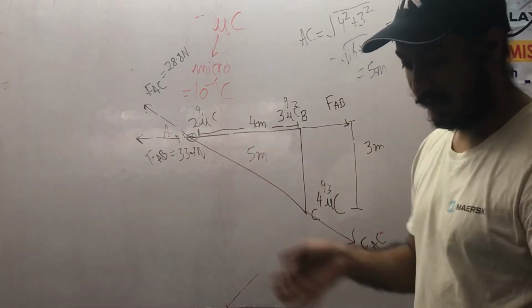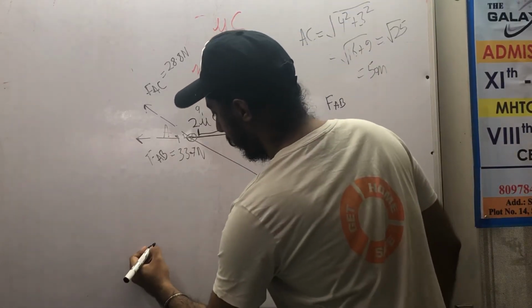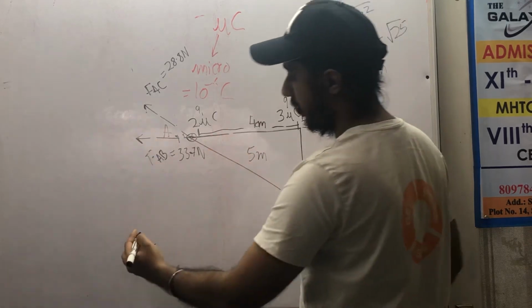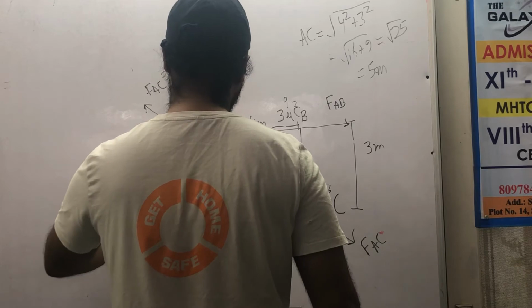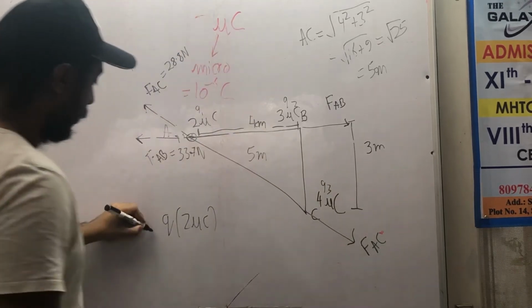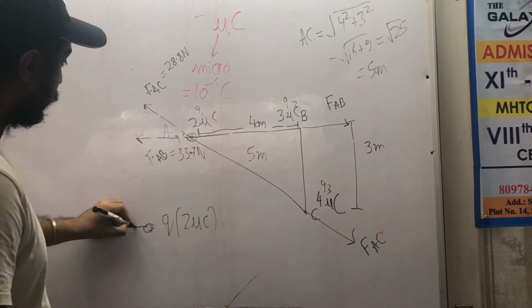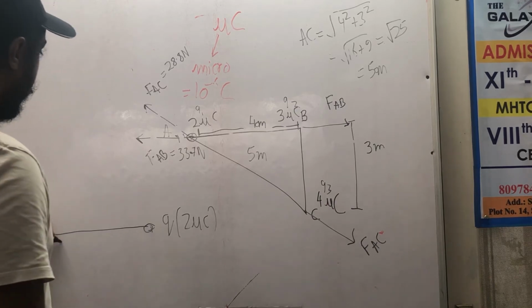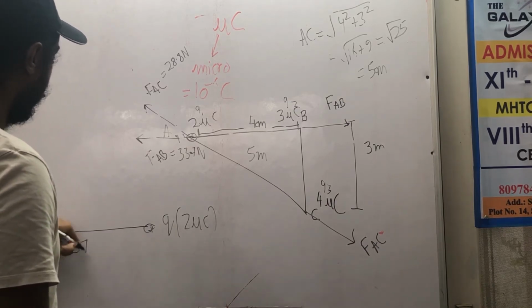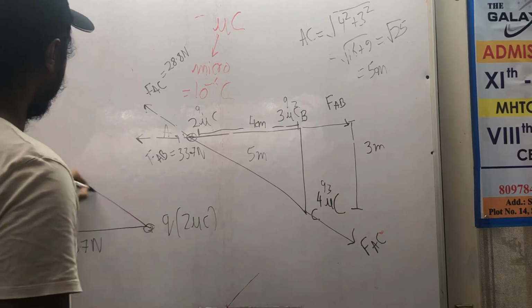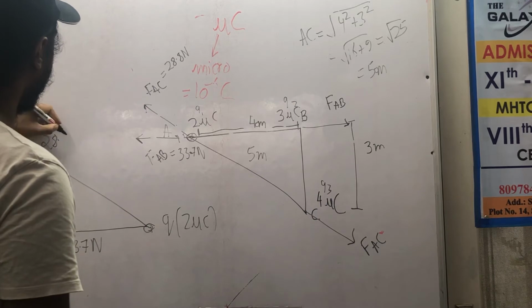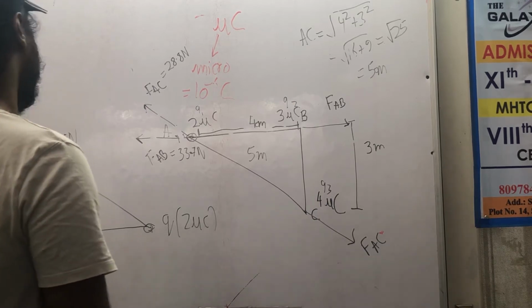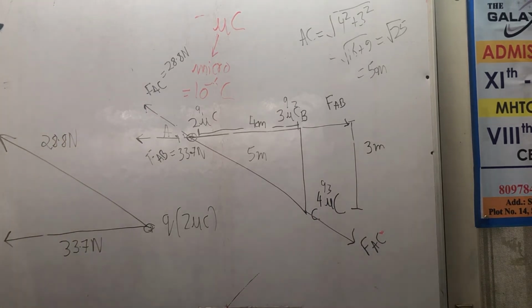I will simplify this diagram for you further. Okay. Now just look here. I am just magnifying this part. This here is charge Q1. Q1 is what? 2 microcoulomb. Now on this charge Q1, one force that is acting here is 33.7 Newton. The other force that is acting here is 28.8 Newton. You know these two forces. Now what we have to do, we have to find out the resultant of these two forces.